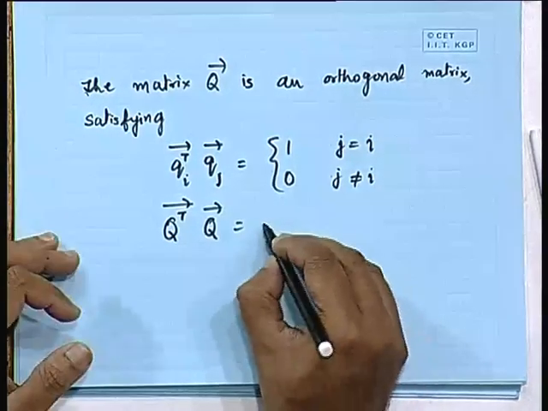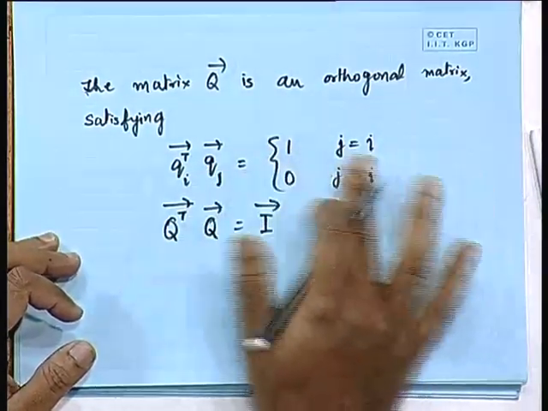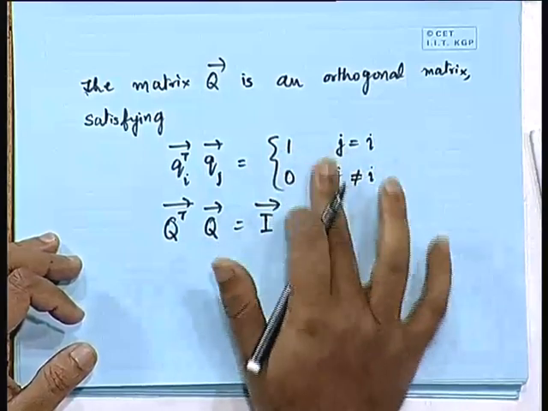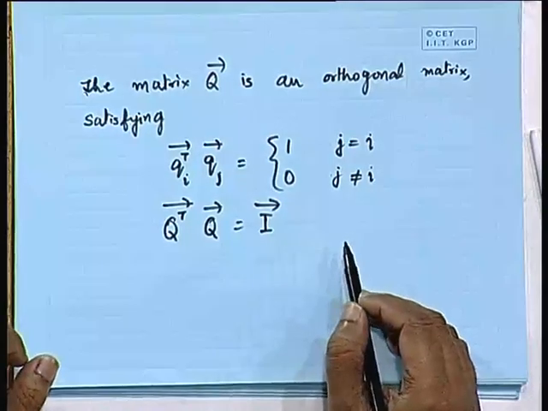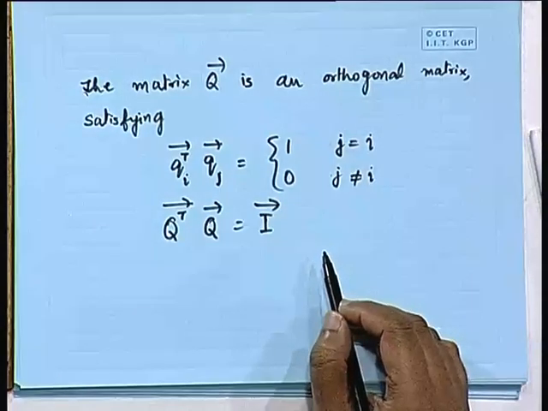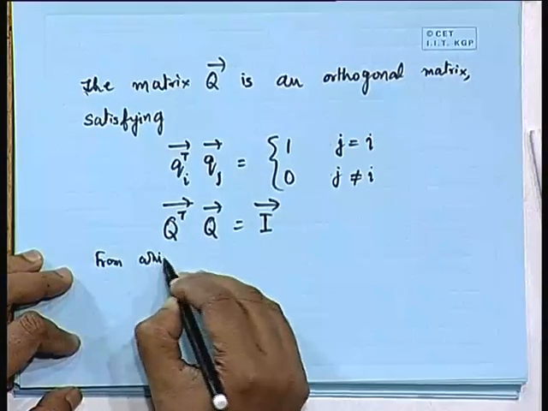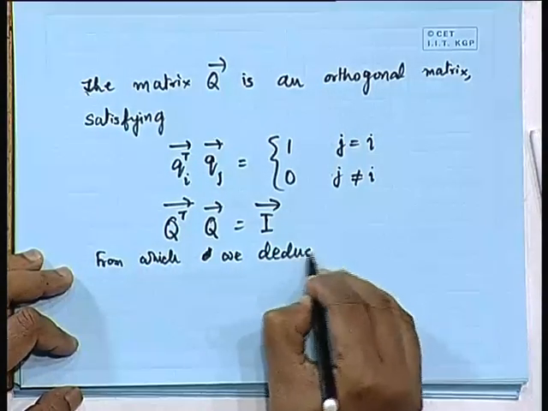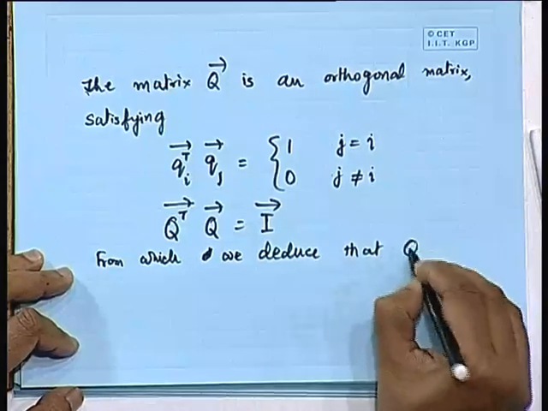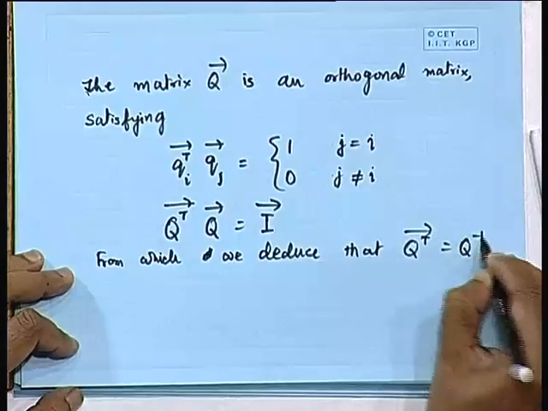the identity matrix, because this follows from this very basic property: because it is orthogonal, it results that Q transpose Q is equal to I. But we know that Q inverse Q is also equal to I, isn't it? So, what it means is that Q transpose is Q inverse, from which we deduce that Q transpose is equal to Q inverse.